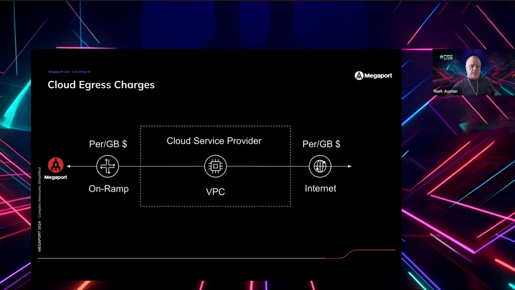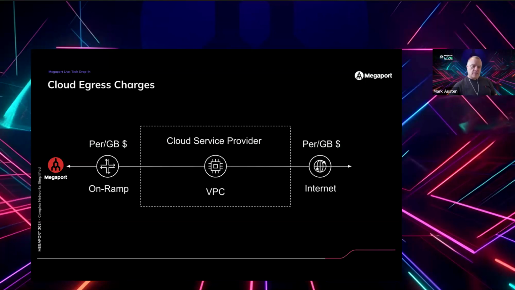So cloud egress charges, what are they? A cloud service provider like AWS, Azure, Google, Oracle, they will charge you per gigabyte generally when you move data out of the cloud provider. So you may have compute in a VPC, you may have storage like in AWS S3. If you want to move that data out to somewhere else, be it to another cloud provider or to on-prem infrastructure, you need to pay per gigabyte.